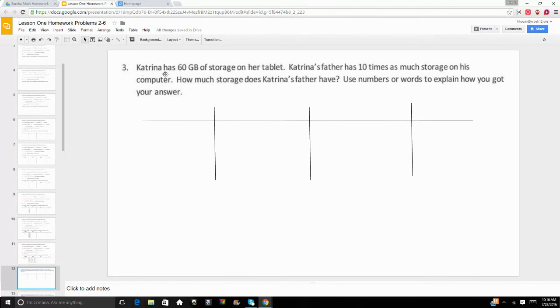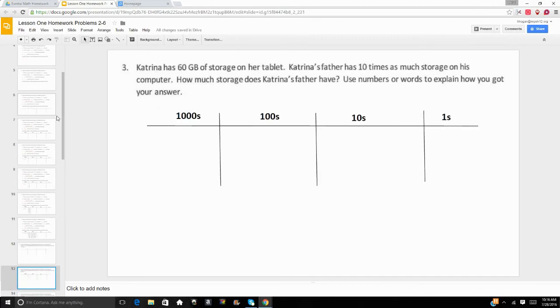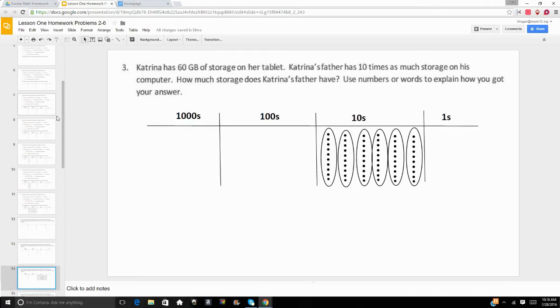And we know that Katrina has 60 gigabytes of storage on her tablet. And her father has 10 times that. So we know that it's 10 times 60 gigabytes. And we have to figure out how much storage her father has. So first we have to put Katrina in here. And Katrina has 60 gigabytes. So 60 tens. 10, 20, 30, 40, 50, 60.